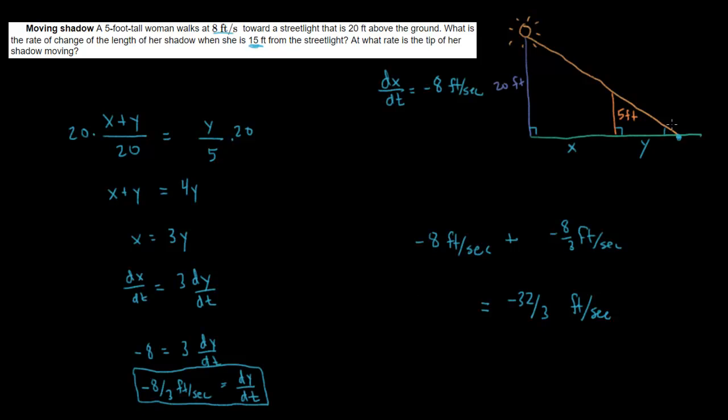Now we don't have a variable for that. Maybe we could say x plus y, the rate of change of x plus y. So that's dx/dt plus dy/dt. That's the rate of her shadow moving. dx/dt plus dy/dt. Okay, so there we are.